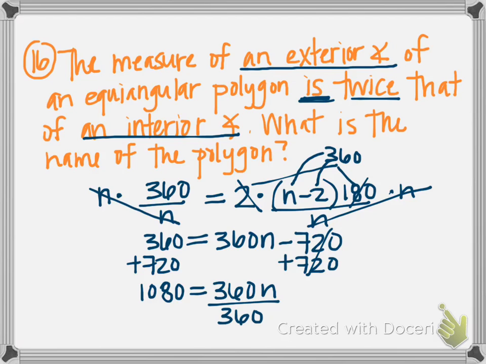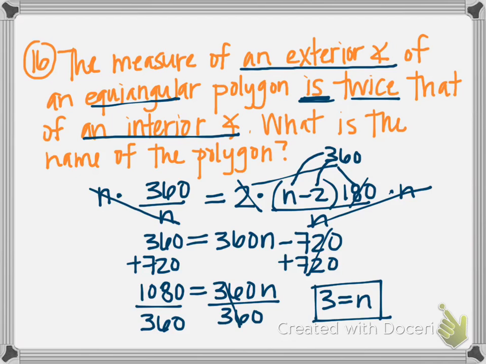Then we'll divide both sides by 360, and that gives us 3 for our n. And if we have 3 sides, that means it is a triangle. And since it says it's equiangular, if I have a triangle where all the angles are equal, that's an equiangular triangle, which is also equilateral. So equilateral, equiangular, they're both the same. We'll just say equitriangle, and that'll take care of both of those.